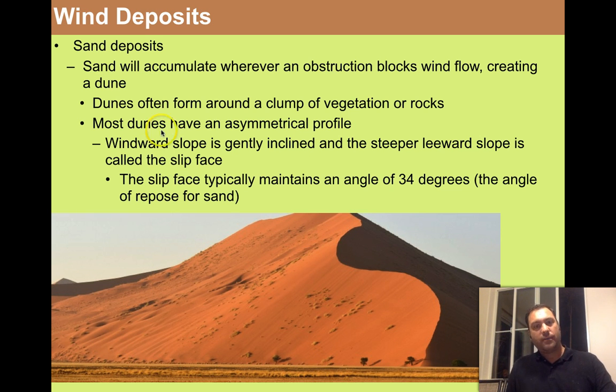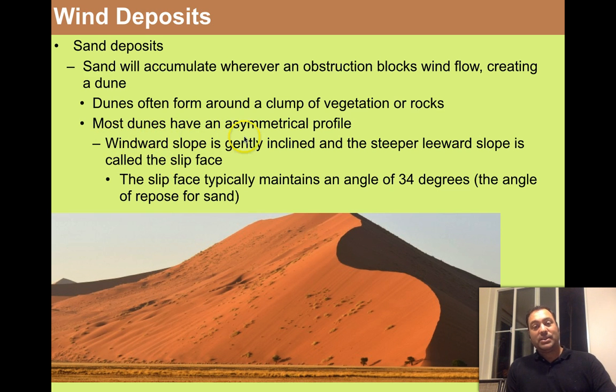So dunes often form around a clump of vegetation or rocks, right? Because they obstruct the wind. So if you have a bunch of vegetation in the area, the wind is broken up by the vegetation and the sediment drops out.